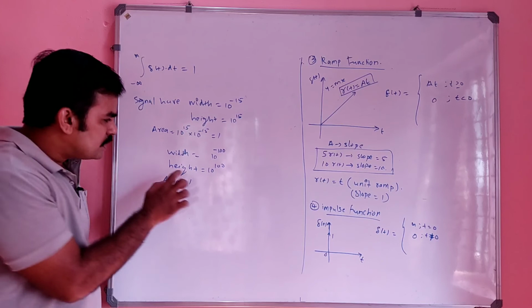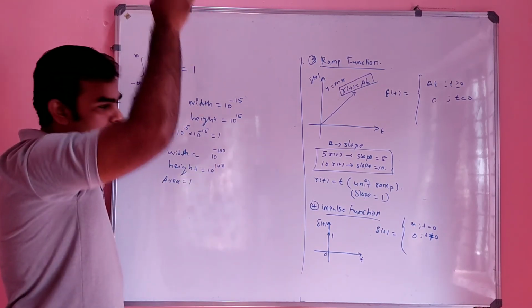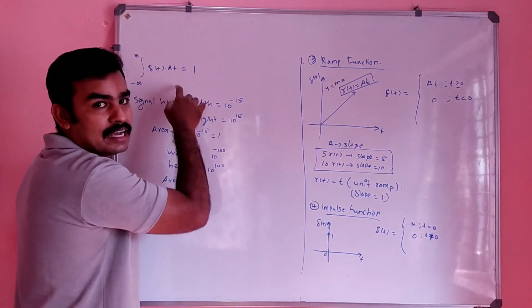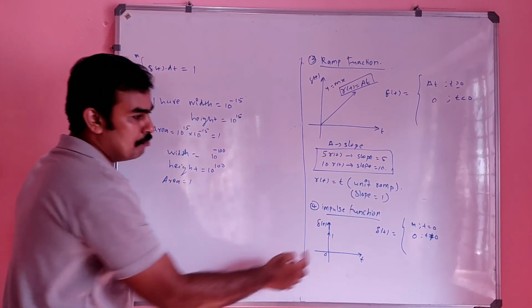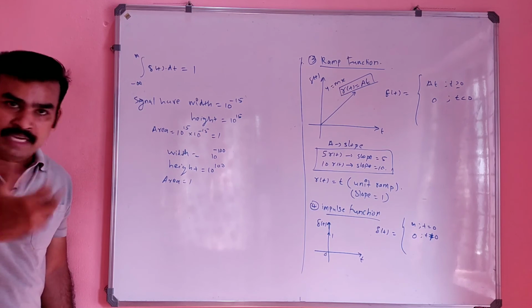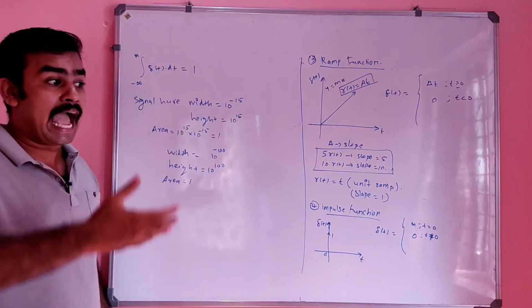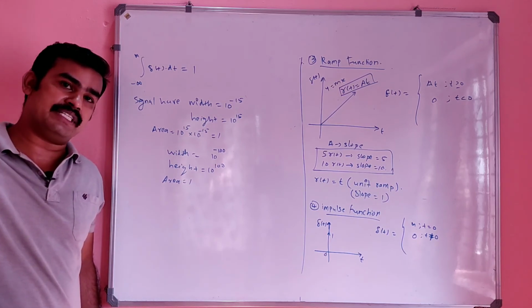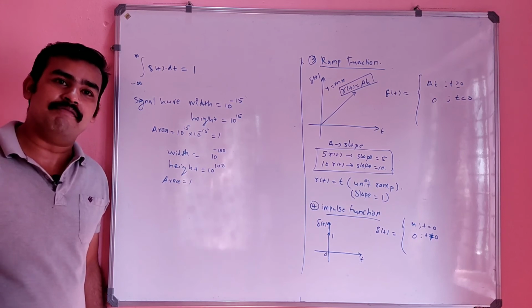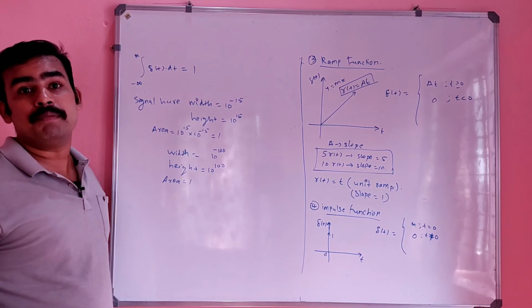This one is representing the area, not the magnitude of the signal. The magnitude of the signal is infinity. In a practical case, infinity means a very high height. At t equal to 0, its amplitude will be very high, beta, while its area is always 1. Its amplitude will be very high.